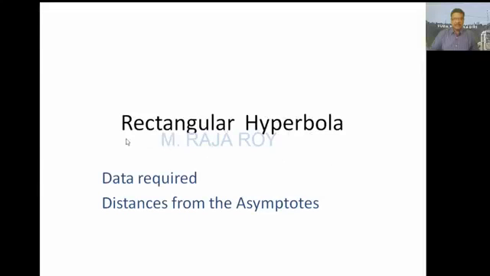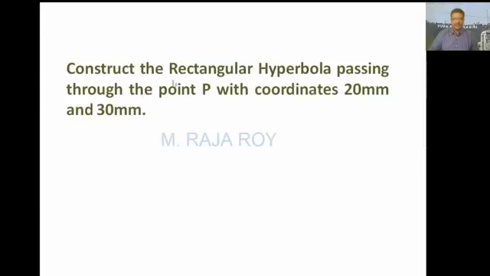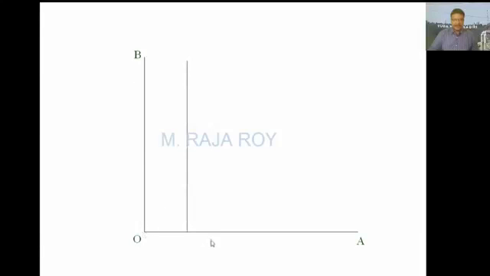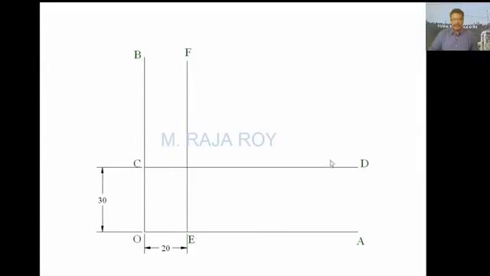Now I'll explain about rectangular hyperbola. Data required is the distances from asymptotes. Construct the rectangular hyperbola passing through a point P with coordinates 20 and 30. That means first you take OA and OB as two axes. From this, at a distance of 20, you locate one line. At a distance of 30, you draw one more line. This line is EF, this line is CD. Take this point P. This point P coordinates are now 20, 30.